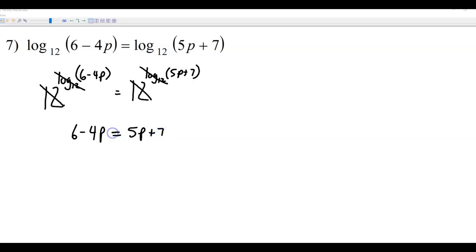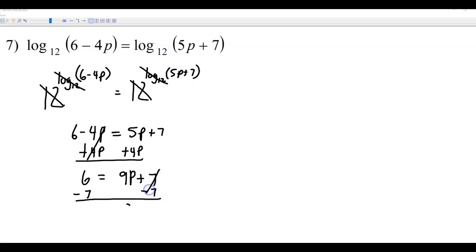That's supposed to be an equal sign. All right, and then we just solve. So I'm going to start by adding 4p on both sides. And then I'm going to minus 7. And then I'm going to divide by 9. And so I end up with p equals negative 1/9.